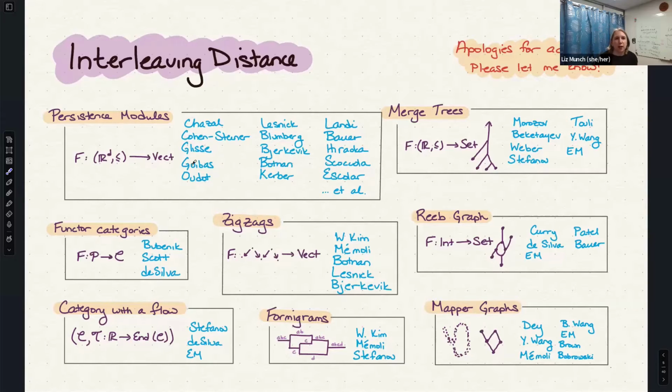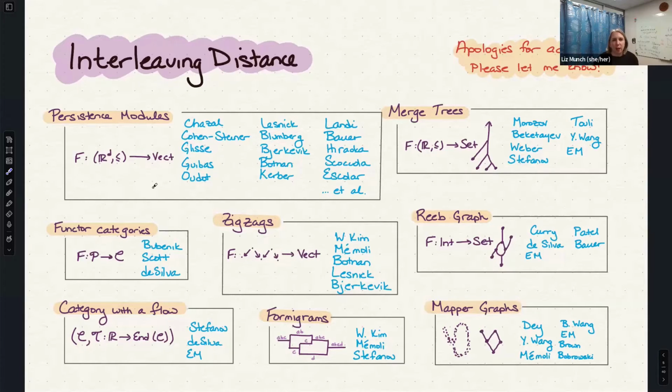So this started with looking at things with persistence modules. That was the original definition, and it has morphed into all sorts of different cases where, depending on what sort of category you're interested in, you can end up with different sorts of topological structures and representations, and then you sort of poof magically get this distance on the things you want.